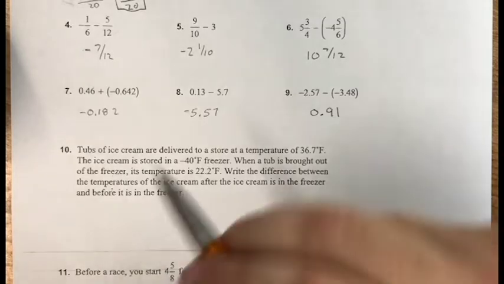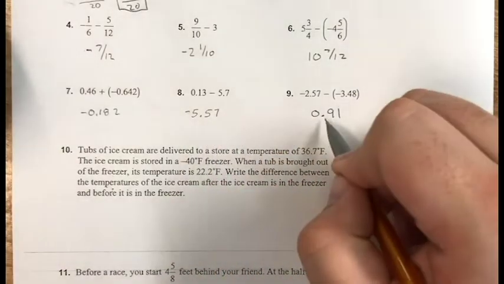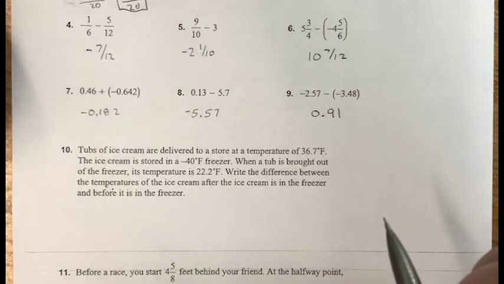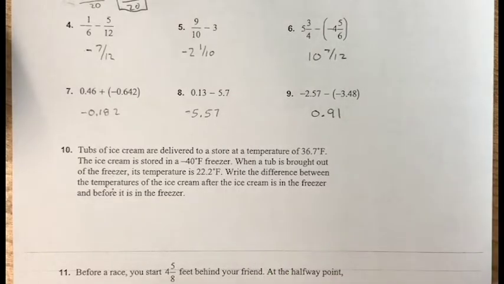For 8 and 9, you should have got negative 5.57 and 0.91. All right. Again, you know the drill. You need me, come find me. All right, so number 10.